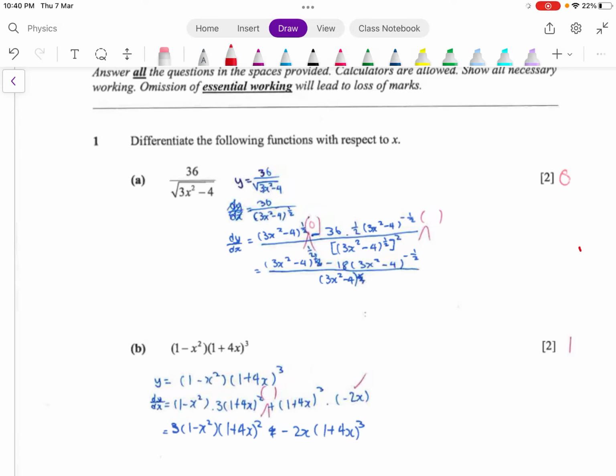Alright, so let's go through question 1 of the WA1. Okay, so differentiate the following function. If you look at part A, it is 36 over square root of 3x squared minus 4. On first sight, we might think of using the quotient rule.